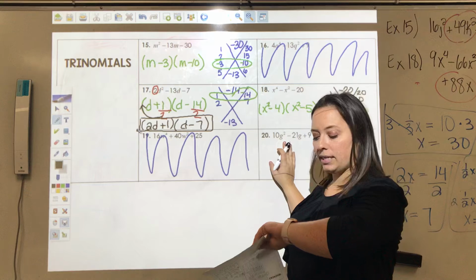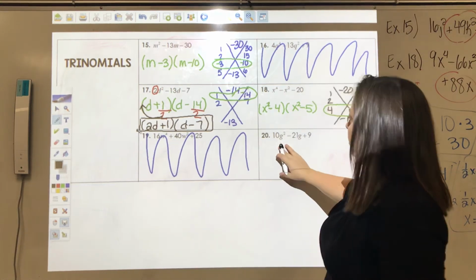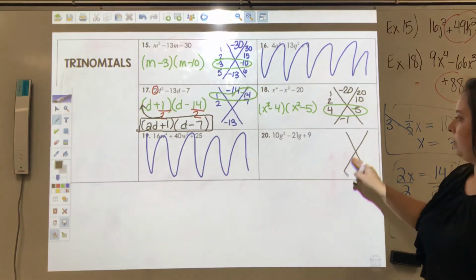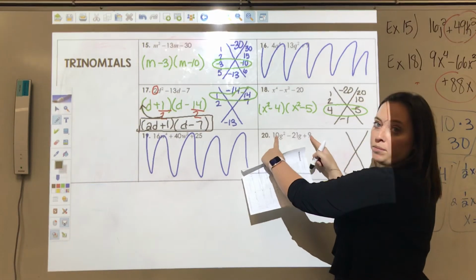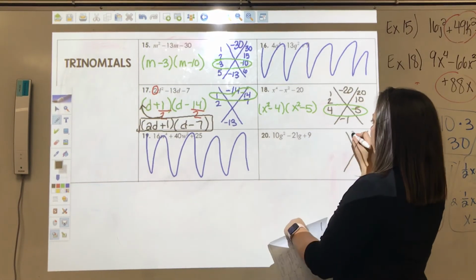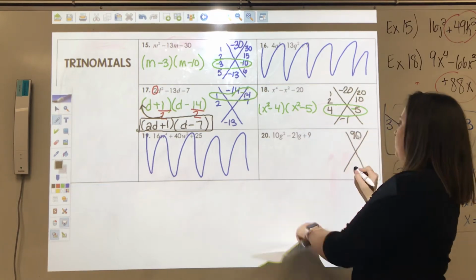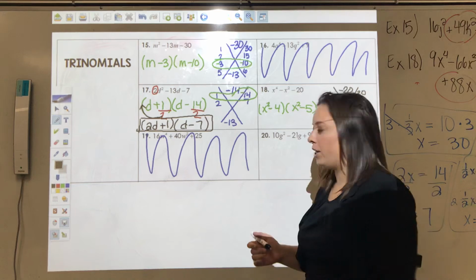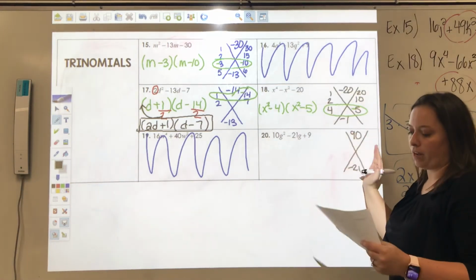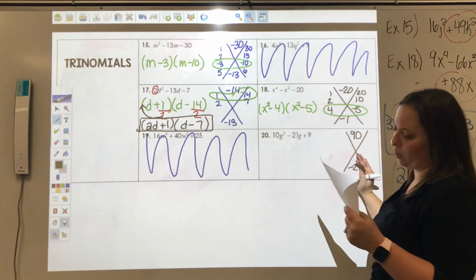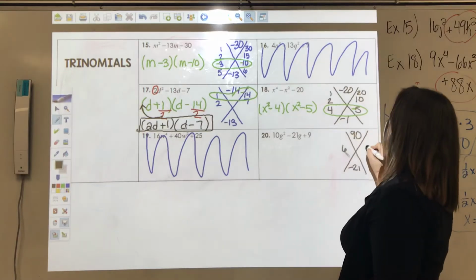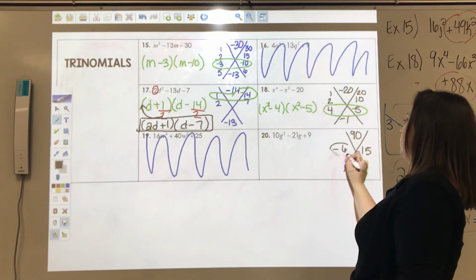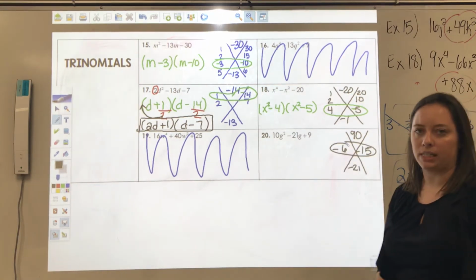Okay, and number 20 is a little bit different. We are going to start off with our x method. The top number is multiplying the first times the third: 10 times 9 is 90. And the middle number is going to be negative 21. To save time for the video, I'm not going to list all of the factors of 90. But the one that works is going to be 6 times 15, and they both have to be negative. So negative 6 and negative 15.